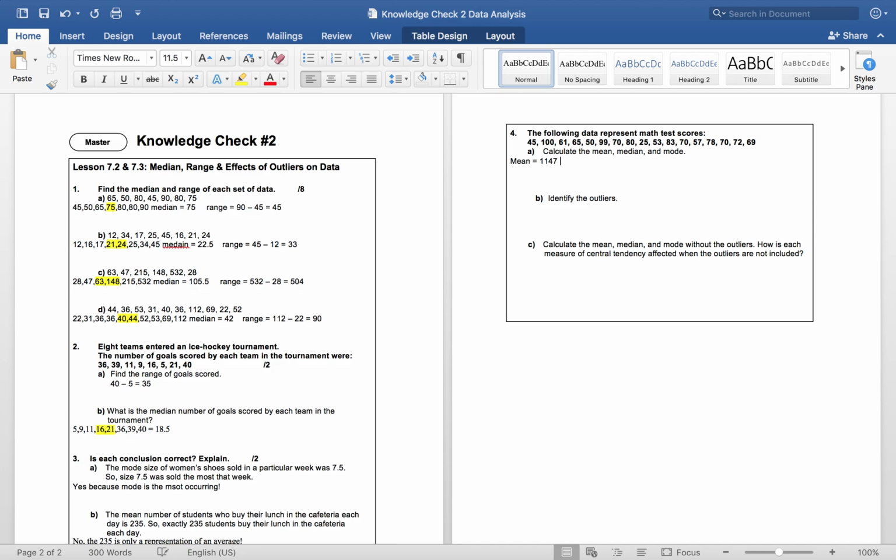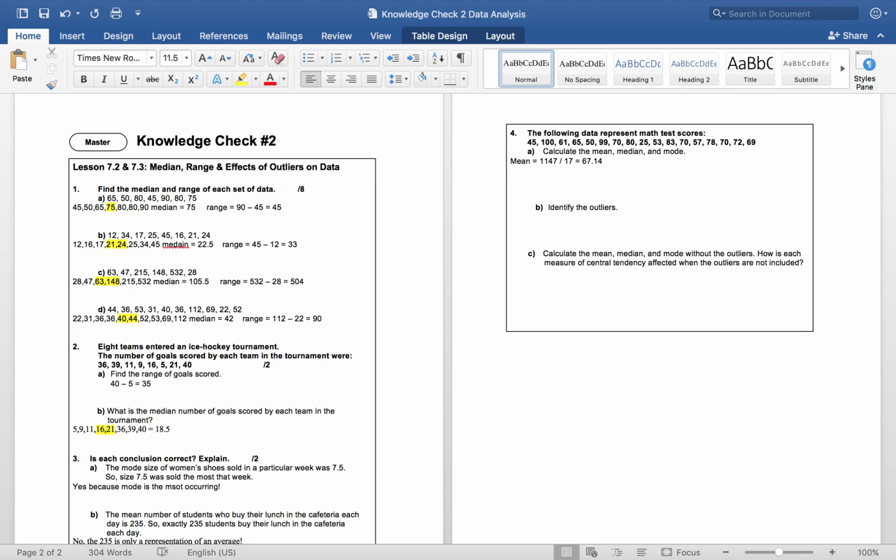And we said there were 17 numbers, so I'm going to divide that by 17. So 1,147 divided by 17 gives us 67.14. So there's 1 mark there already for calculating your mean in part A. It also asks us to find our median.